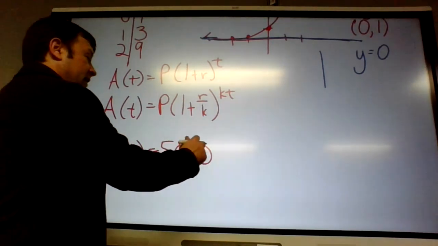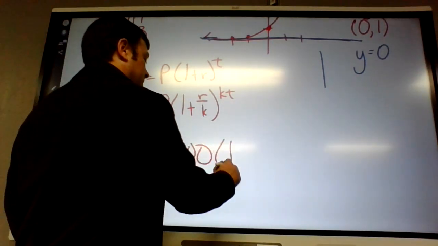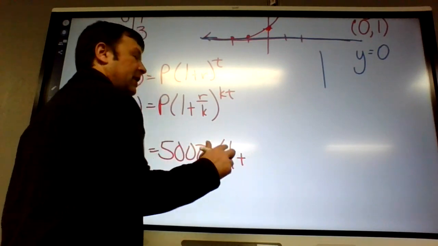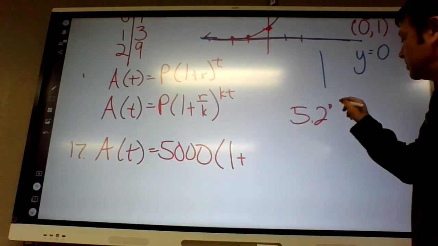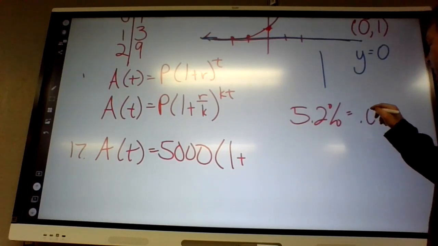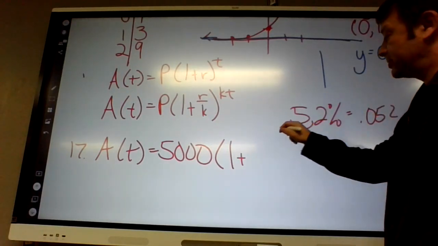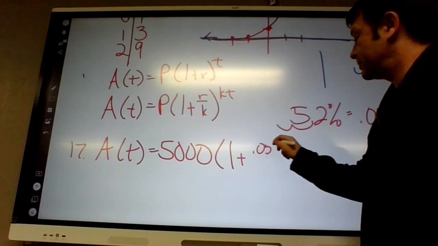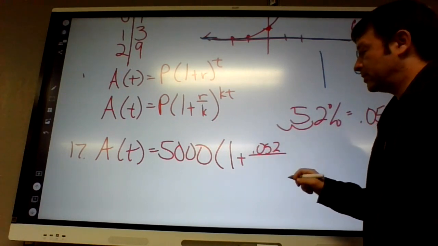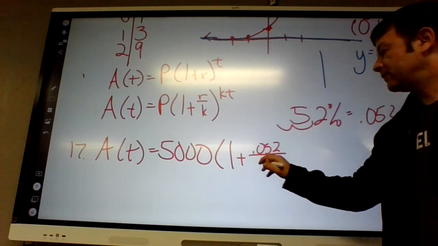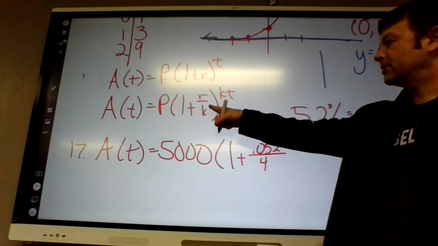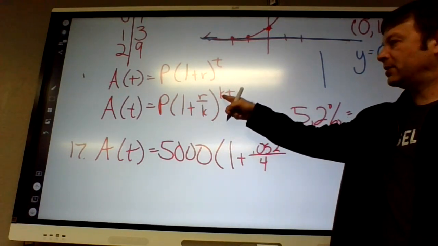What did we turn 5.2 into? Okay, 5.2% equals what? 0.052. You gotta move the decimal back a couple times. So it's 0.052 over k. Okay, it says compounded quarterly. How many times a year is quarterly? 4. So we're going to put a 4 there for the k and there.